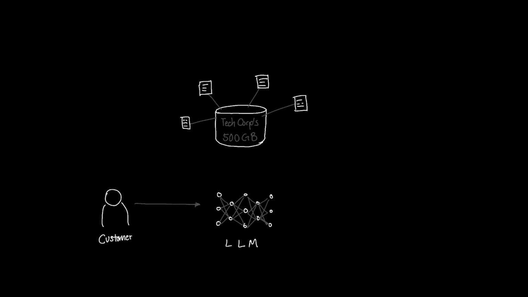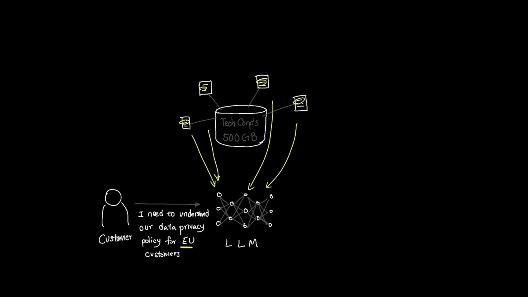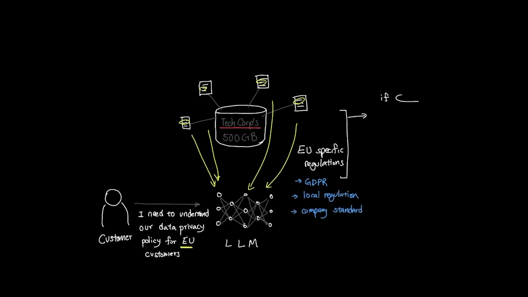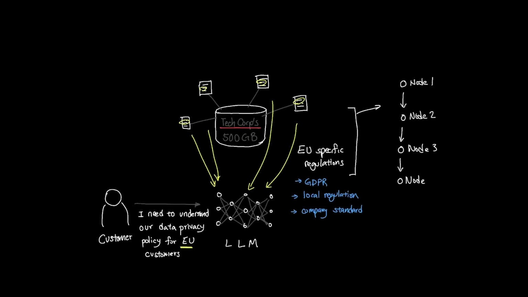For example, if a customer asks, "I need to understand our data privacy policy for EU customers." Since we assume that inside the 500 gigabytes of database, it contains details about EU-specific regulations, we need to create a system that can analyze TechCorp's data privacy policies for EU customers, ensuring compliance with GDPR, local regulations, and company standards. While in traditional software development, you need to write code that can sequentially and conditionally call different sections of the code to process this request. With LangGraph, this becomes a graph where each node handles a specific responsibility.